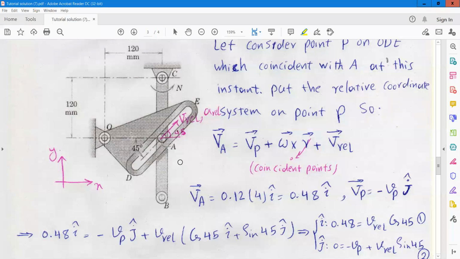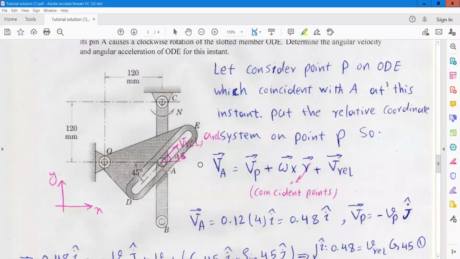So in this problem, when we have a pin which is moving in a slot, I solved an example like this in the lectures. In this type of problems, you should consider one point which is coincident between two different links.